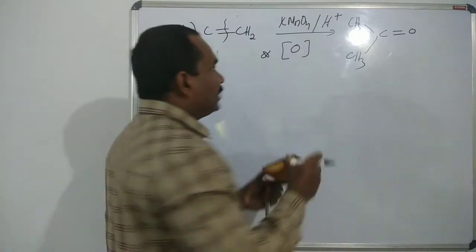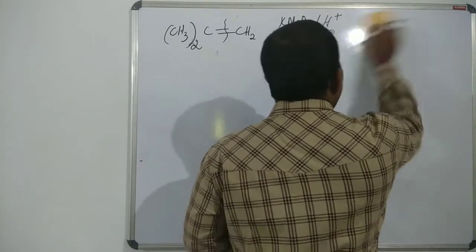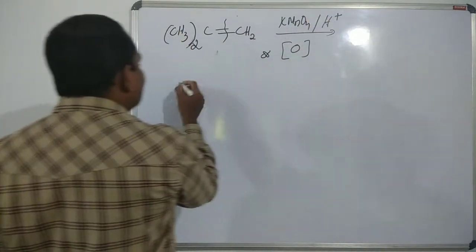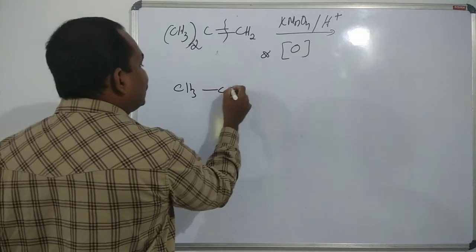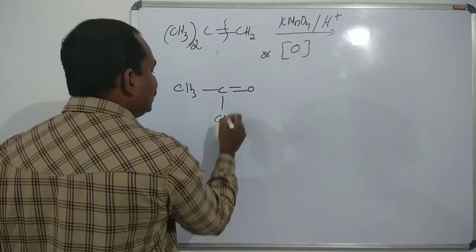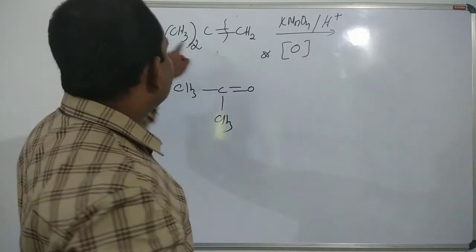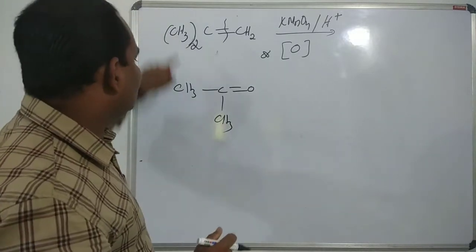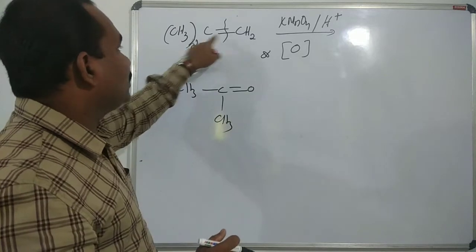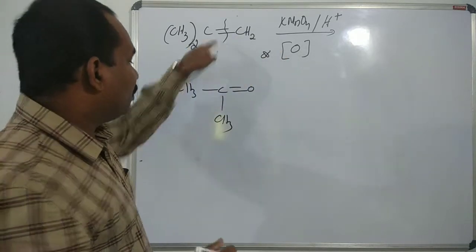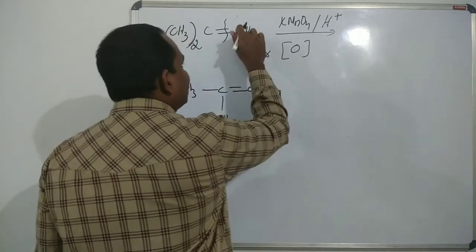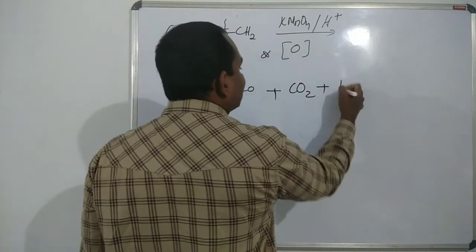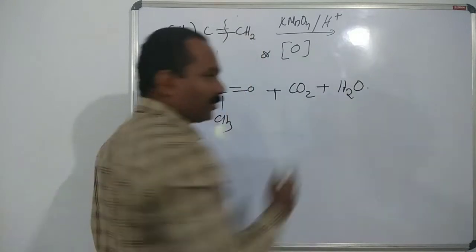Write it in skeletal form. We get CH3, C double bond O, CH3. Why? CH3 twice. So CH3, CH3. See, oxygen is added to this bond, C, plus this oxygen is converted into carbon dioxide, plus hydrogen is converted into H2O.